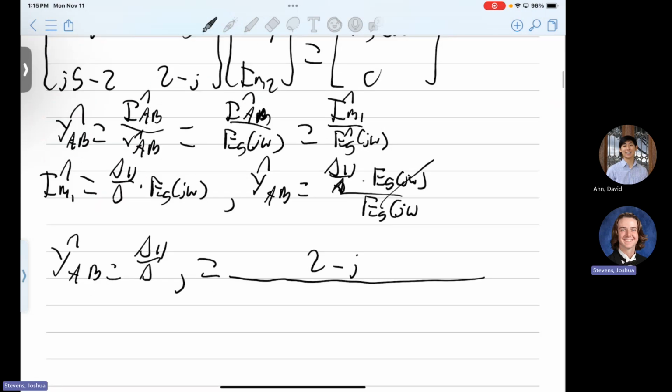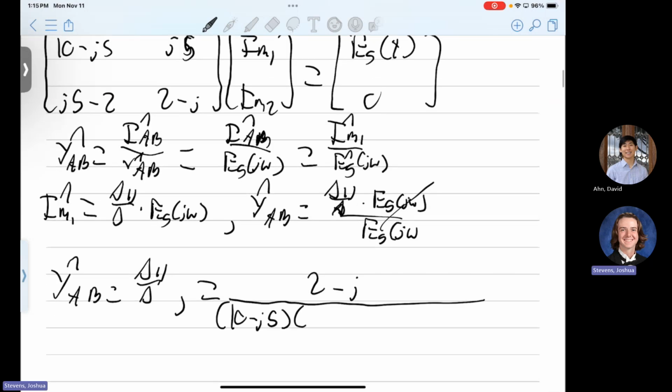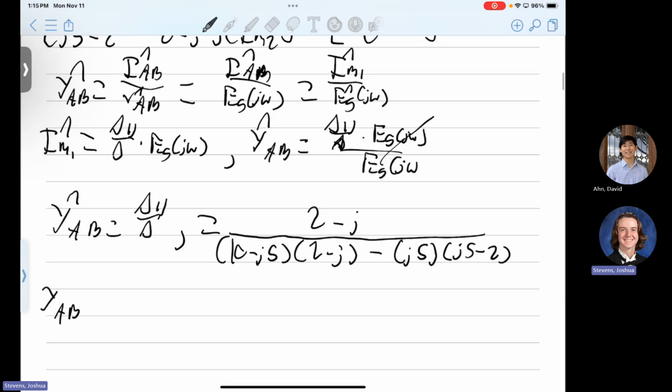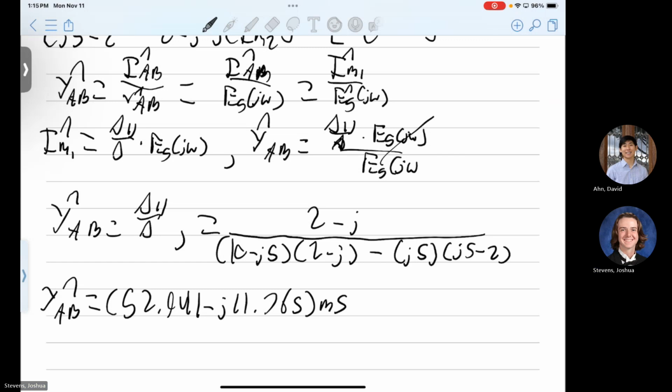So then you just 10 minus J5 times 2 minus J minus J5 multiplied by J5 minus 2. So YAB, doing the math, becomes 52.941 minus J11.765 millisiemens.